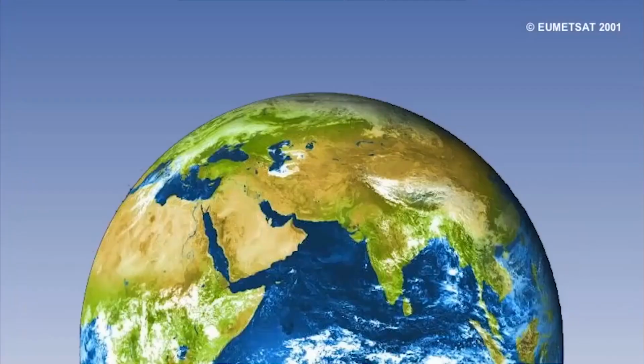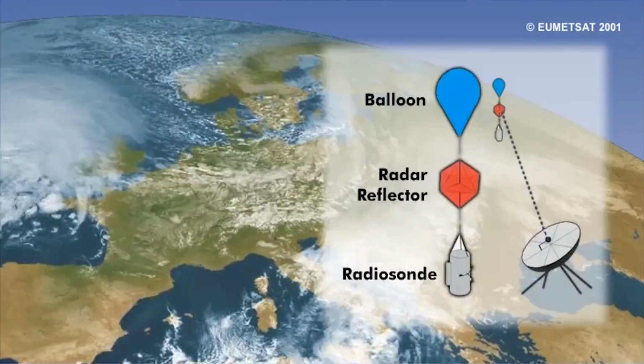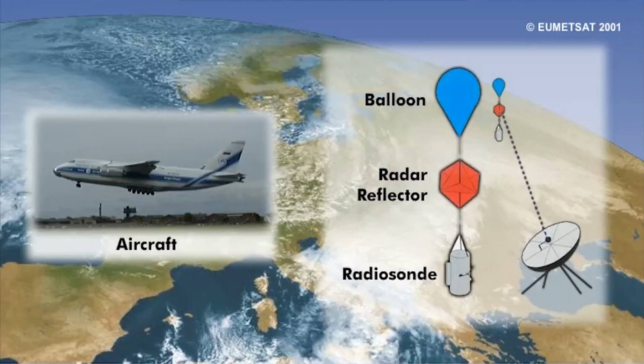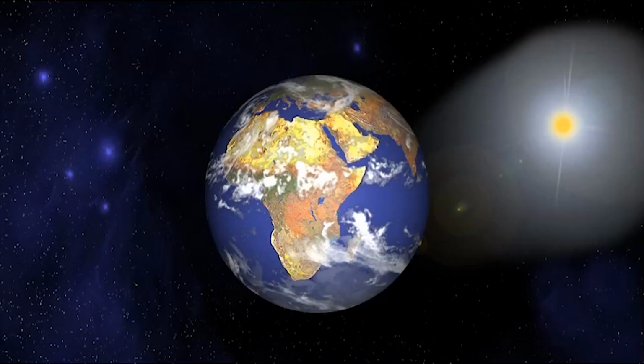For measuring the variation of temperature through the atmosphere, meteorologists use satellite imaging, radiosonde balloons, and aircraft reports. All of these have their advantages and disadvantages. Let's now consider the practical implications of temperature in the atmosphere.